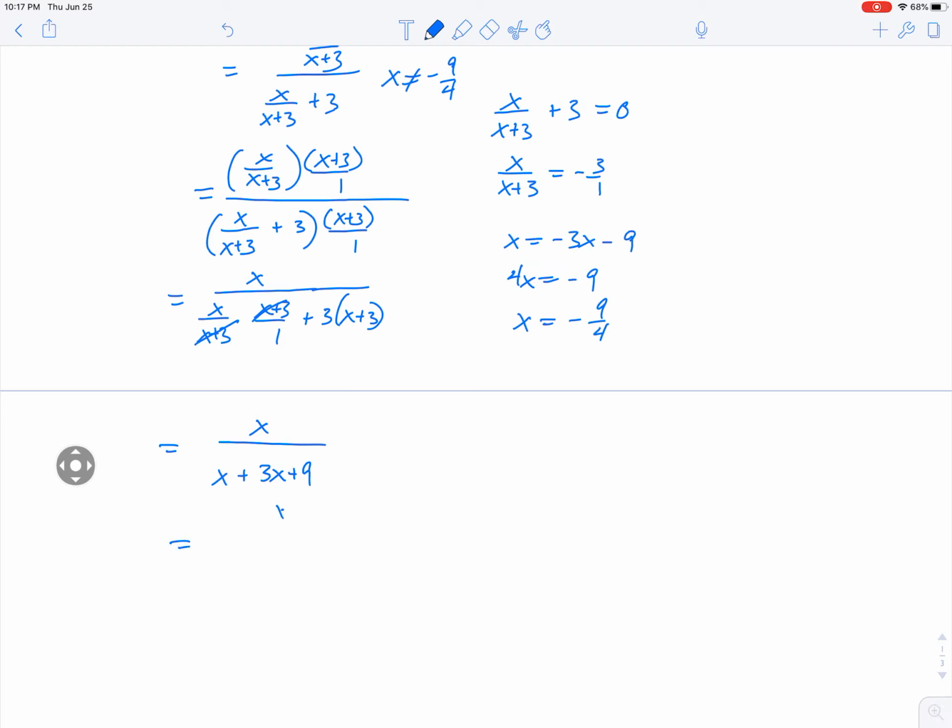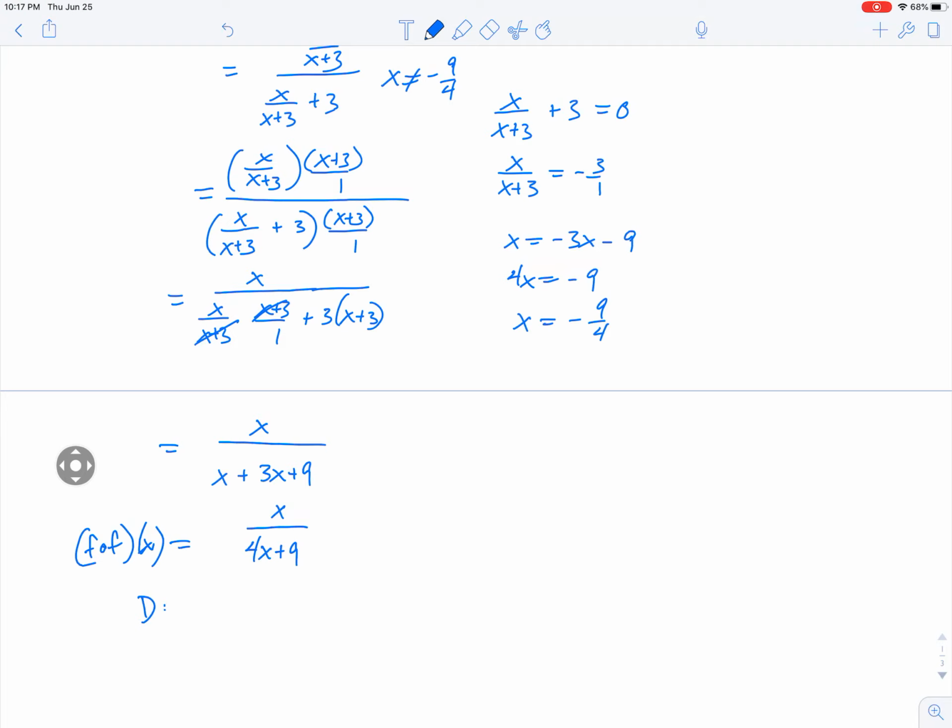So I'm looking at x over 4x plus 9. That writing looked a little sloppy: x over 4x plus 9. Okay, and that is f composed of f of x.